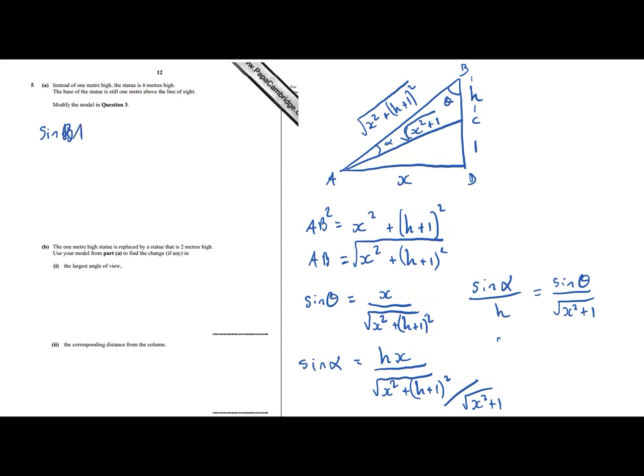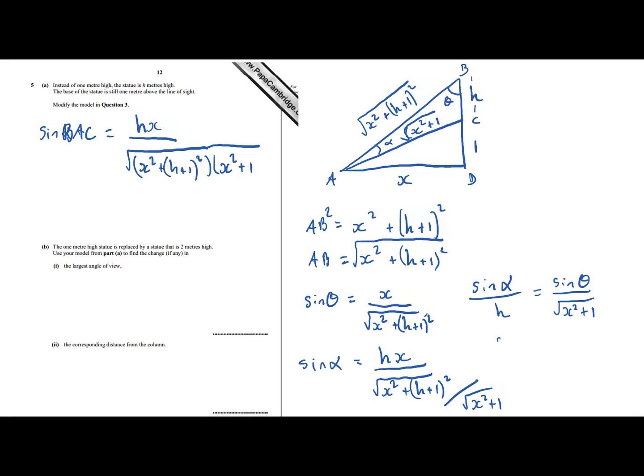So my final answer, I'll write it up here: sine of alpha, sine of BAC, that's what alpha is, is equal to hx over the square root of x squared plus h plus 1 squared times x squared plus 1, all of that under the square root. Okay?